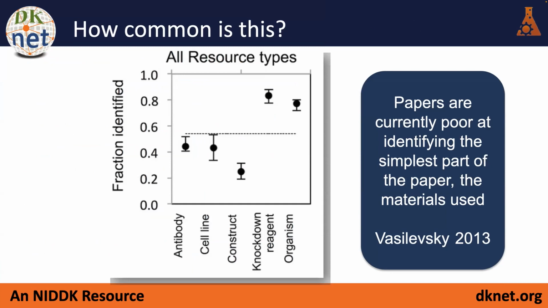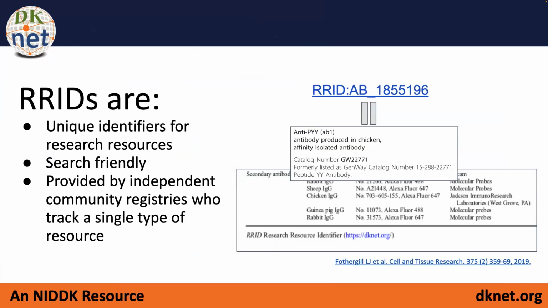And for many of them, it was hit or miss in terms of being able to identify resources in papers. And so this is why the research resource identifiers, RIDs, were introduced. They were introduced to be unique identifiers for research resources, so persistent identifiers that could be used in the literature to uniquely identify what was used as part of a protocol in a study.